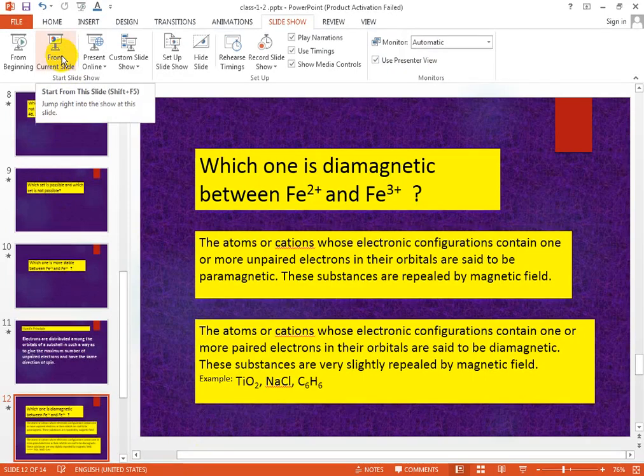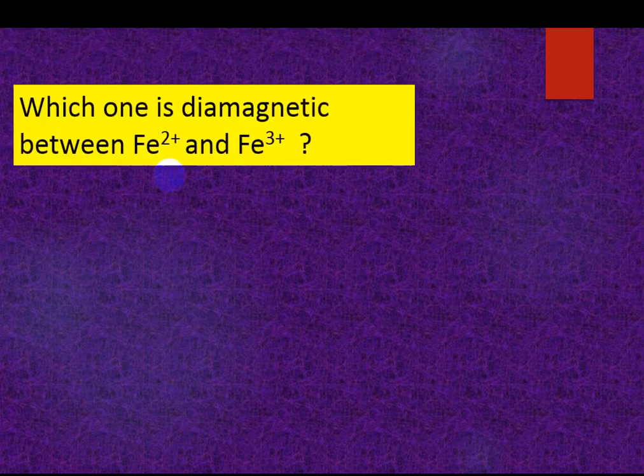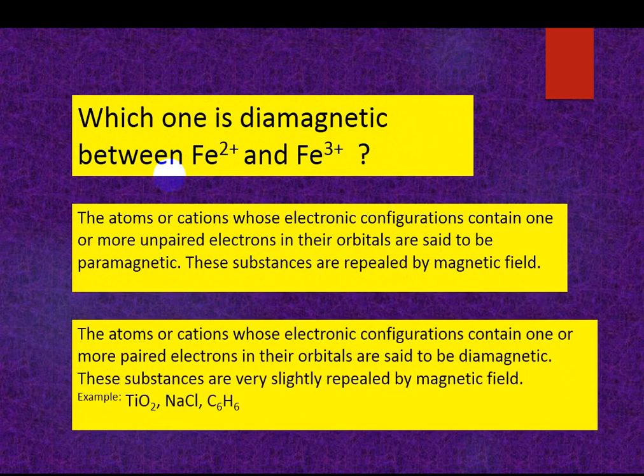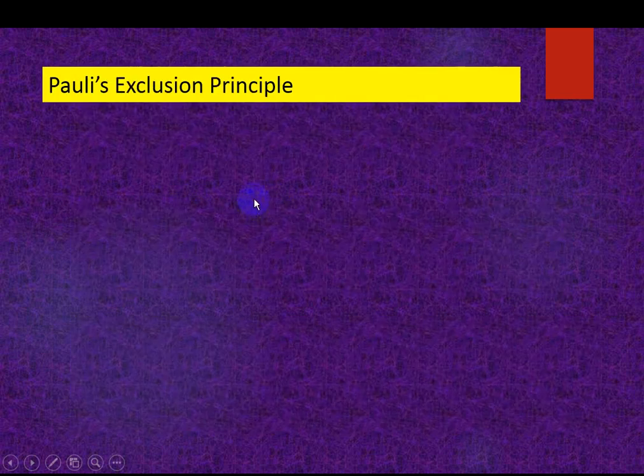Okay, now I have just finished Hund's rule. There will be a question: which one is diamagnetic between iron 2 and iron 3? You will explain it in the assignment. Okay, next is Pauli Exclusion principle.